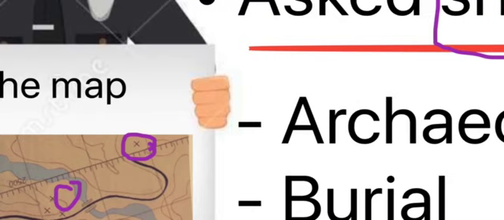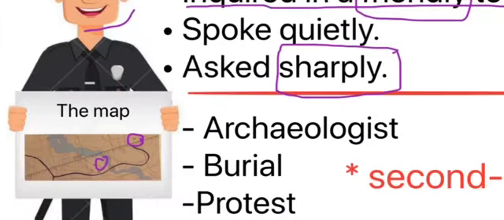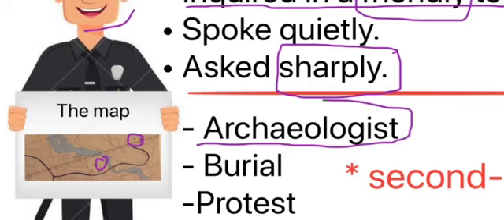He's asking him about this map, and he told him that my sister Miranda gave it to me. I don't know anything about this map. So the security officer asked him, is your sister an archaeologist? What's the meaning of archaeologist? The one who's studying the science of archaeology. Archaeologist means عالم آثار.